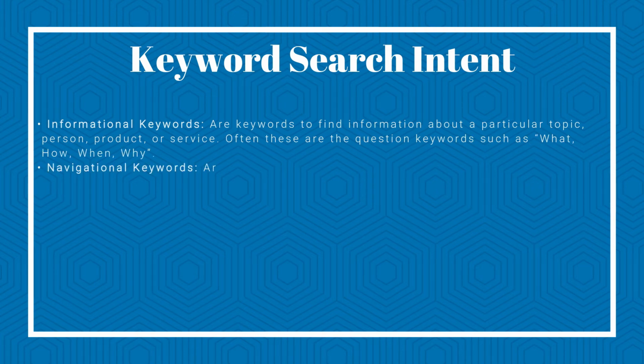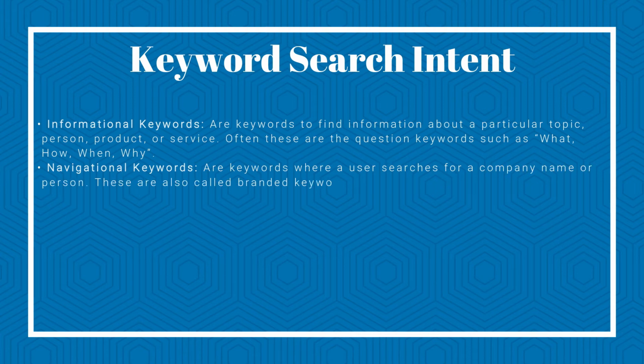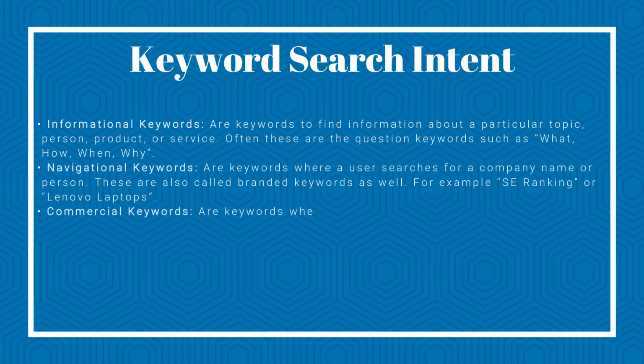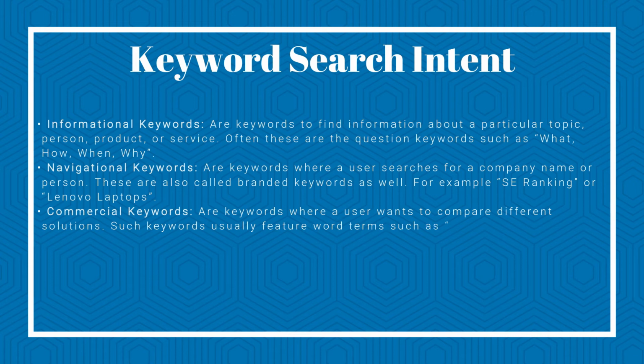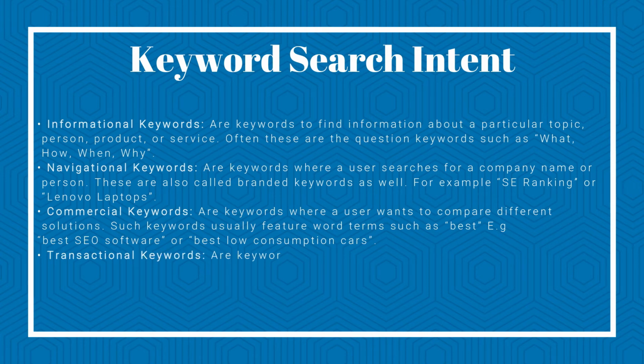The second, navigational keywords, are keywords where a user searches for a company name or person. They are also called branded keywords. For example, SE Ranking or Lenovo laptops. The third one is commercial keywords, which are keywords where a user wants to compare different solutions. Such keywords usually feature terms such as best. Example, best SEO software or best low consumption cars.